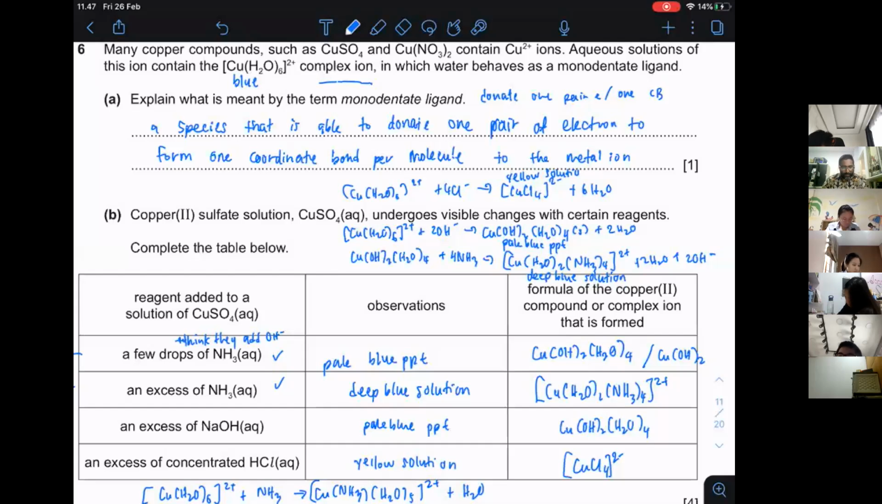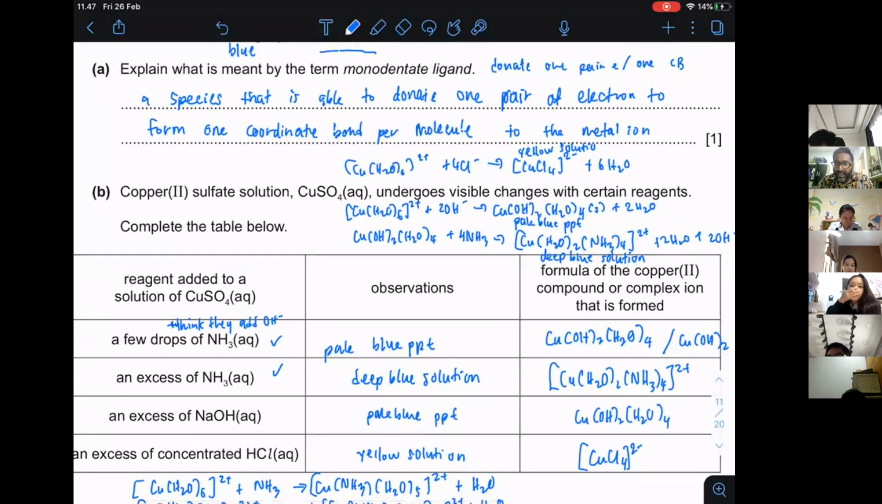Okay, for copper(II) sulfate solution, copper sulfate undergoes visible changes with certain reagents. For this one, I wrote a lot of notes over here so that we can learn. So here you see these are the parts where, as I told you, there are certain things you need to memorize. For those who have revised this chapter by heart, it's going to be very useful. Because why?